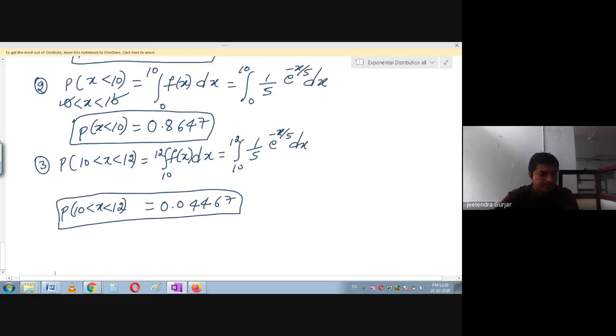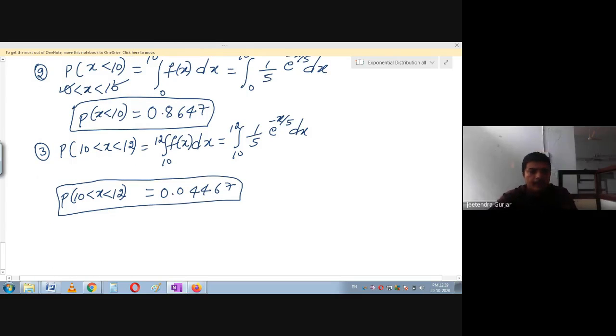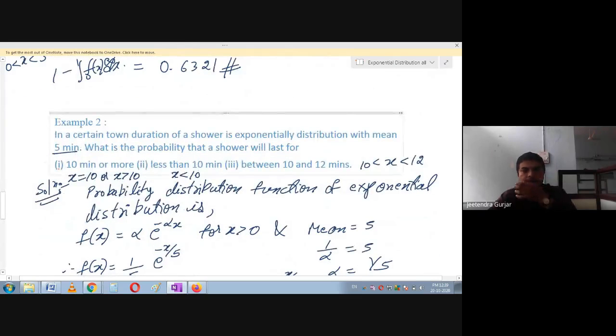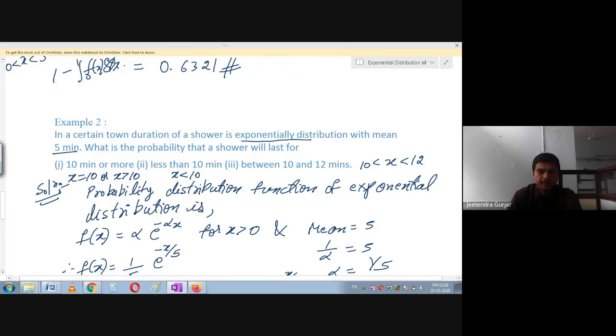Okay, so we'll go on now. I'll repeat this once again. So you can see in example 2: in a certain town, the duration of a shower is exponentially distributed. It means you have to use the exponential distribution formula here. With mean 5 minutes, what is the probability that the shower will last for 10 minutes or more? This is the first one. Second one, less than 10 minutes. In the third one, they have told between 10 and 12 minutes.